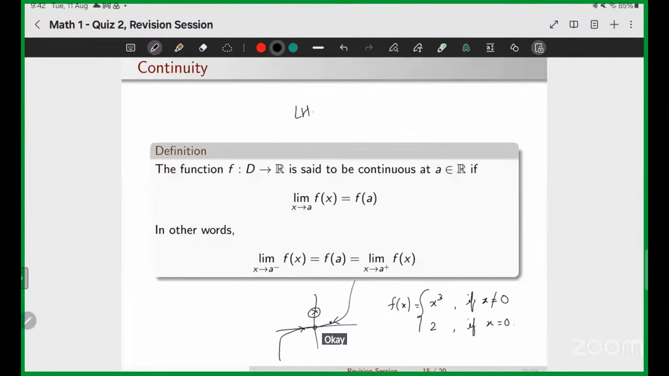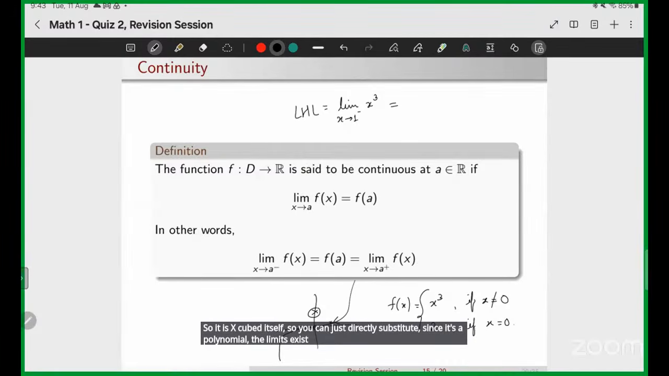So what is LHL in that case? LHL is 1, the limit as x goes to 1 minus. So it is x cube itself, so you can just directly substitute. Since it's a polynomial, the limits exist. So this is 1. RHL is also similarly 1.